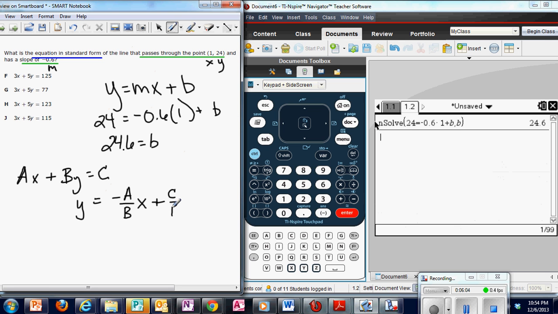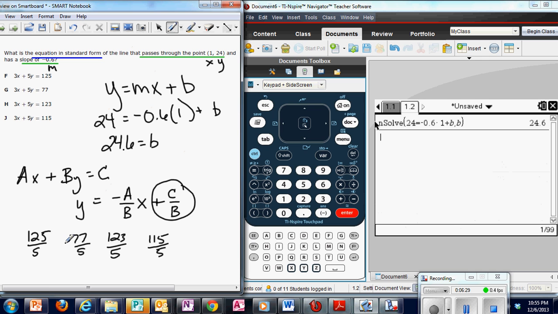That's the shortcut. Well, all I need in all these is c divided by b. These are the c's. These coefficients of y, which are 5, are the b values. So 125 divided by 5, 77 divided by 5, 123 divided by 5, and 115 divided by 5.